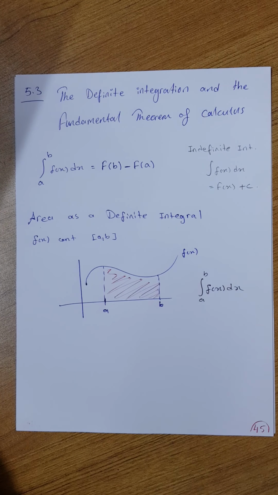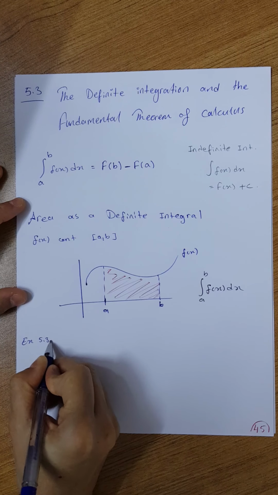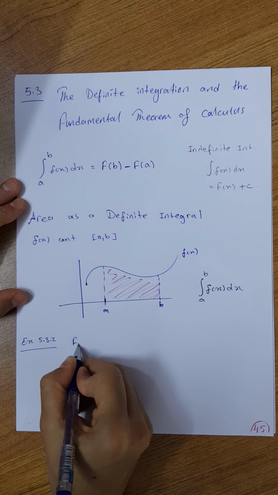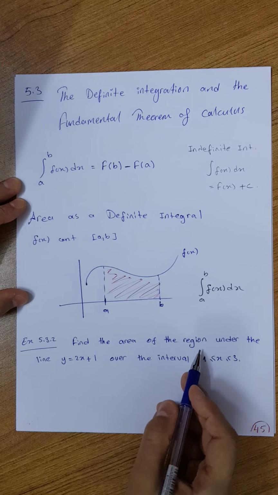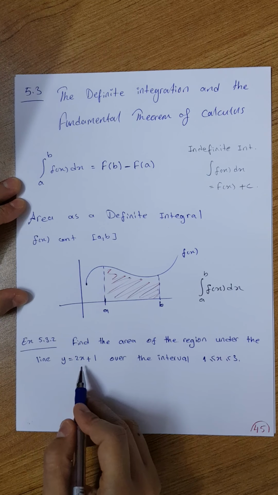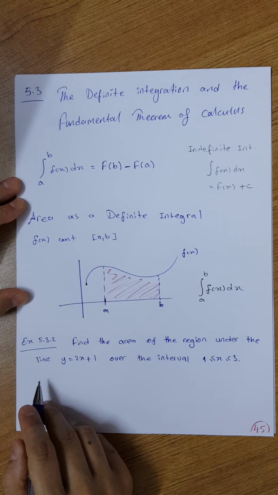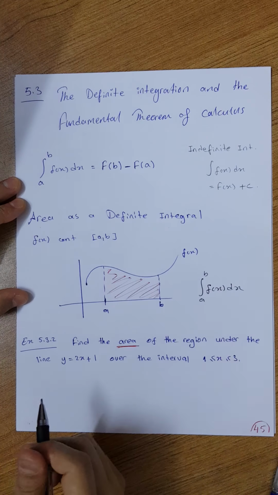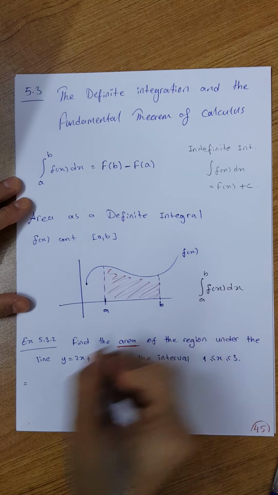Let's move to the examples that are given to us. Example 5.3.2. It says find the area of the region under the line y equals 2x plus 1 over the interval 1 to 3. So what's required from us? It's required from us to find the area. Since area is required, we have to find the integration, because area means definite integration.